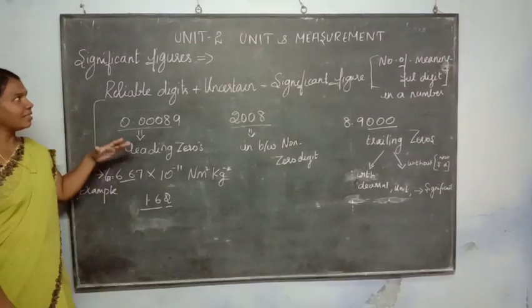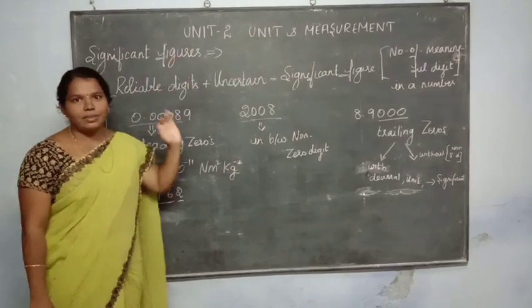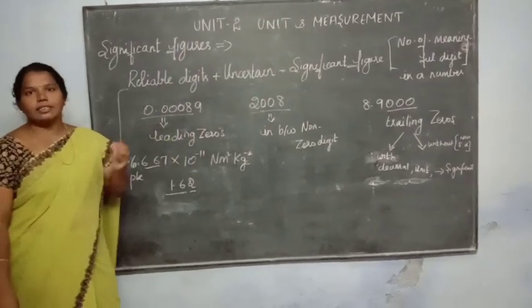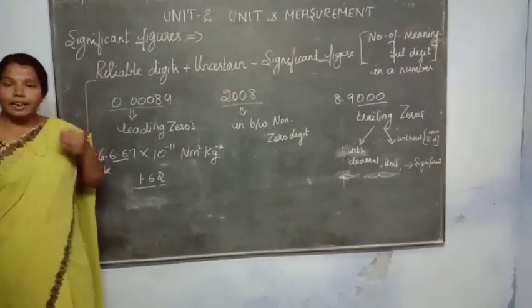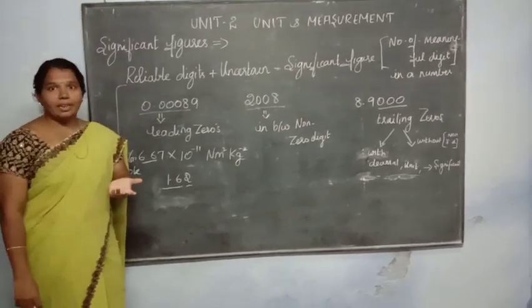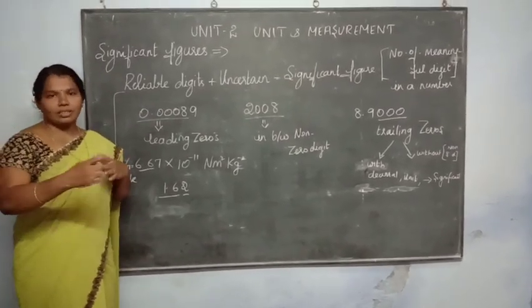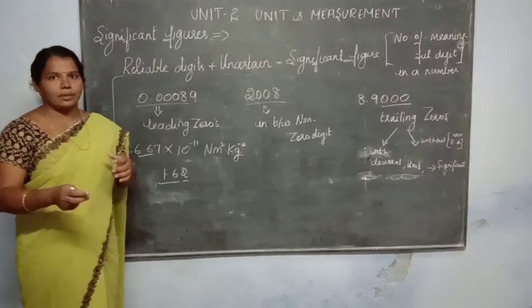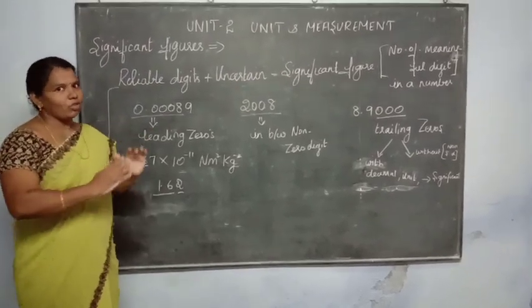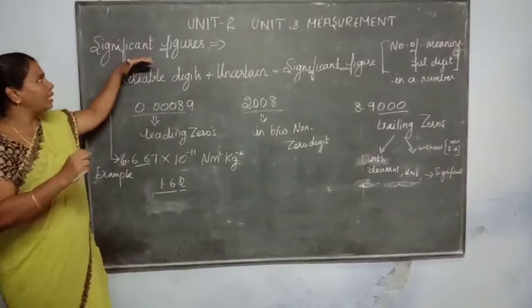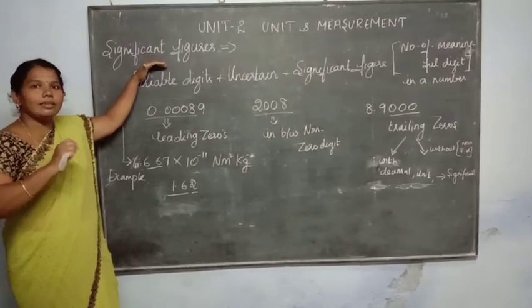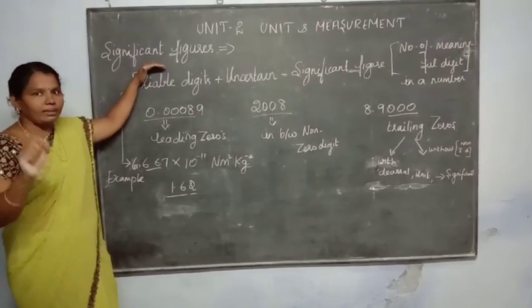So far we have discussed the topic units and measurements: fundamental quantities, base quantities, and dimensional analysis and their applications, and then how to measure large distances, that is the parallax method. So far we have discussed these topics. Now we are going to see the topic significant figures. This is on page number 27 in your book.